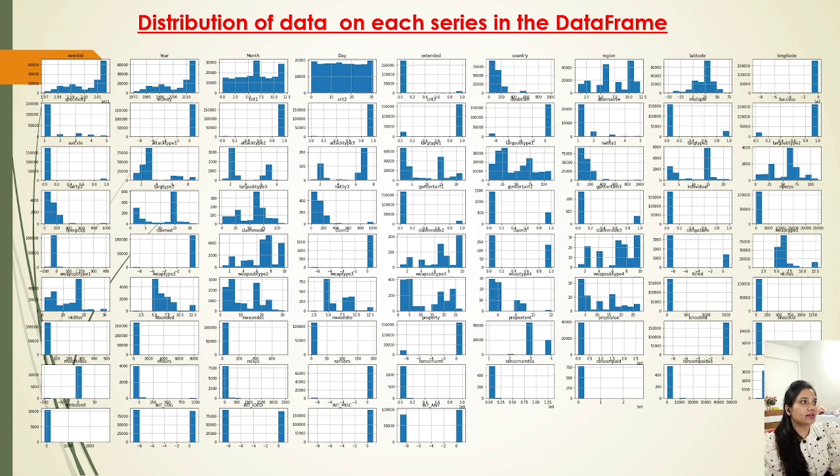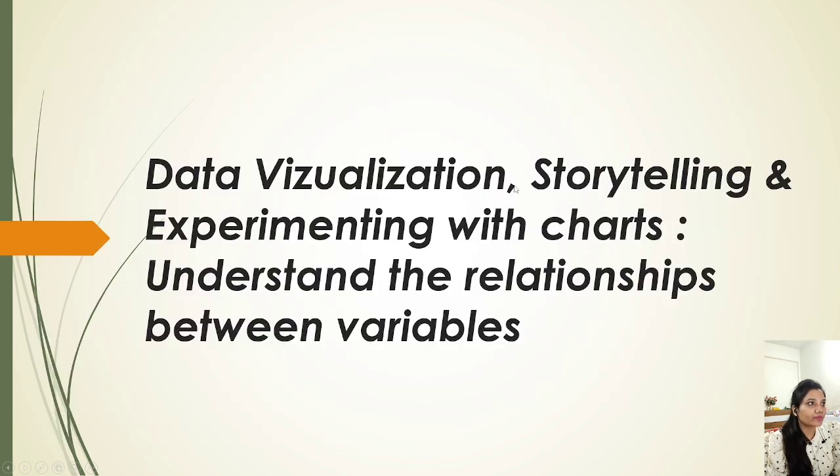So this is the distribution of data on each series in the data frame. We can see here the first one specifies the event id, the second one year, the third one month, the fourth one day, the fifth one extended, just like that.